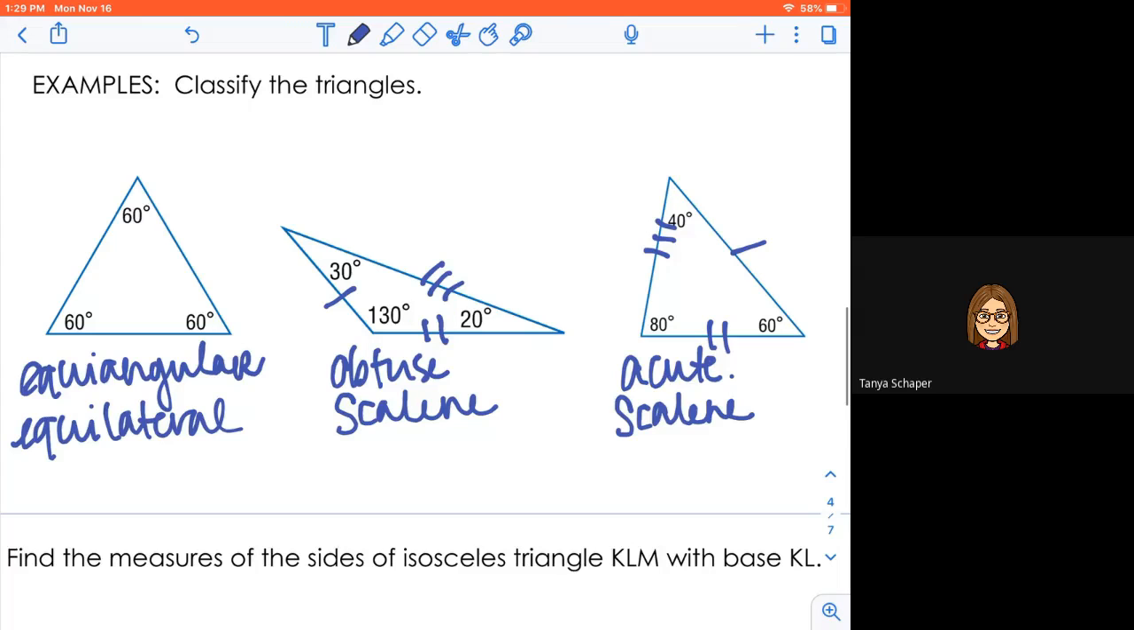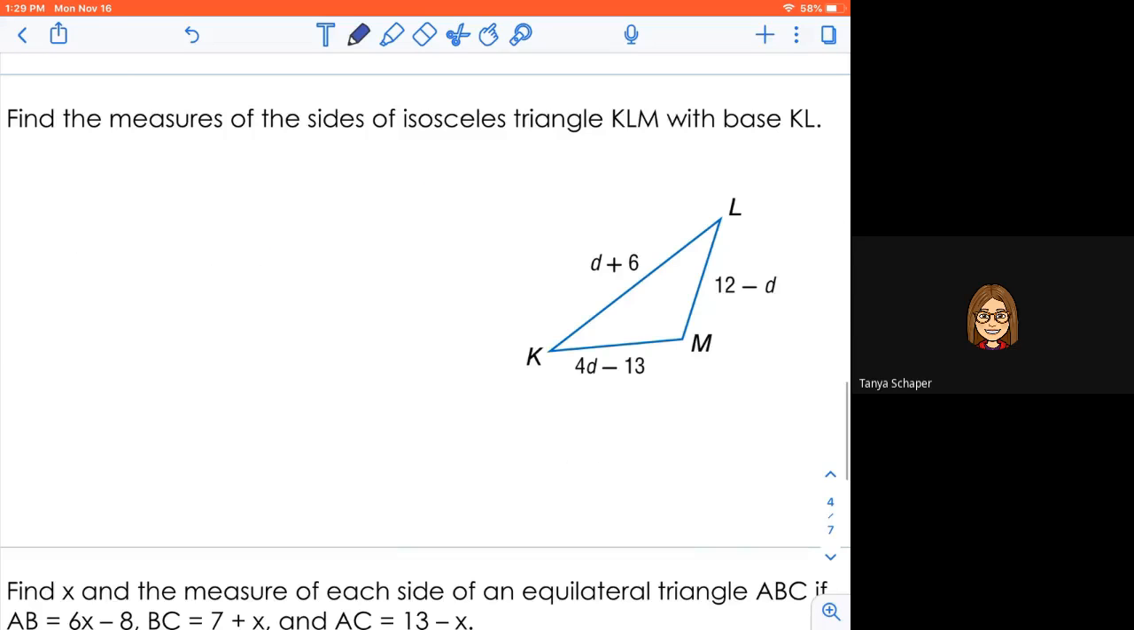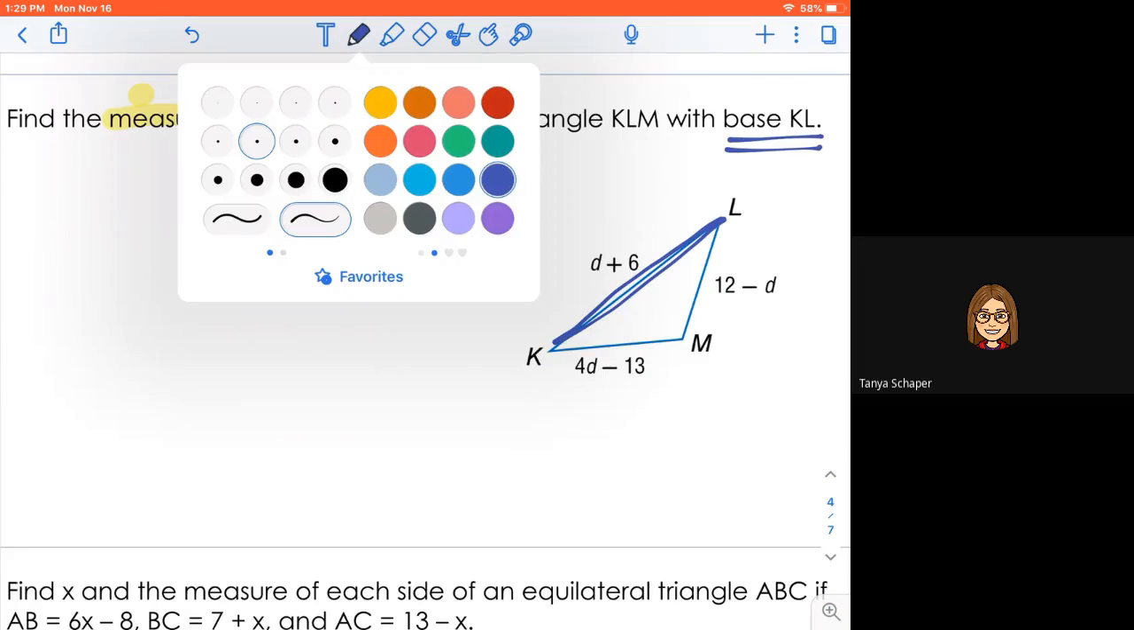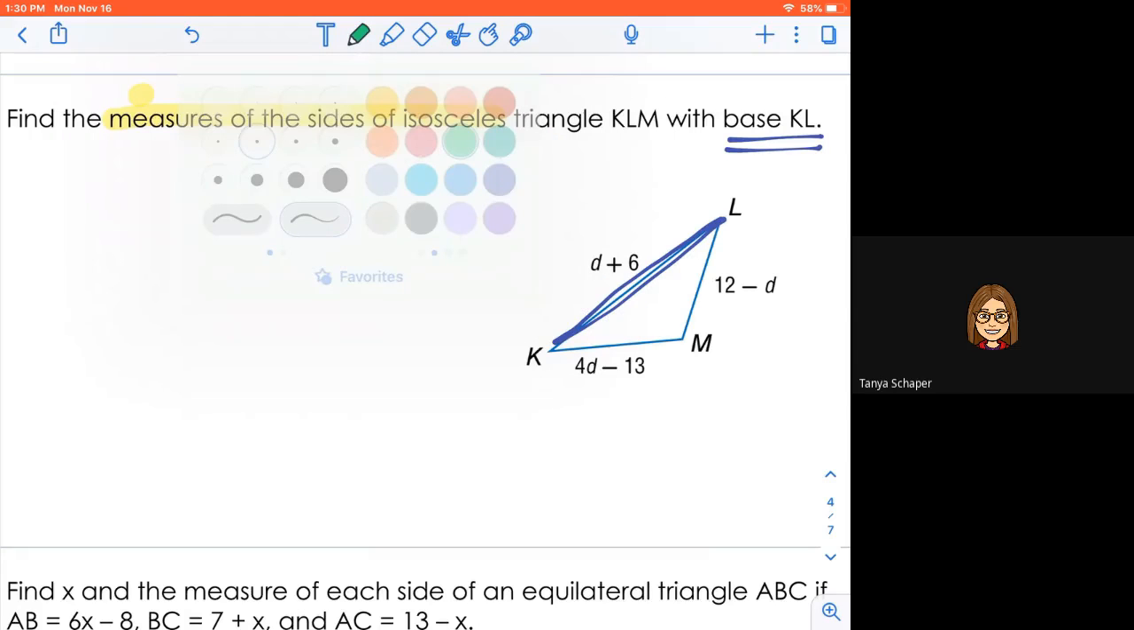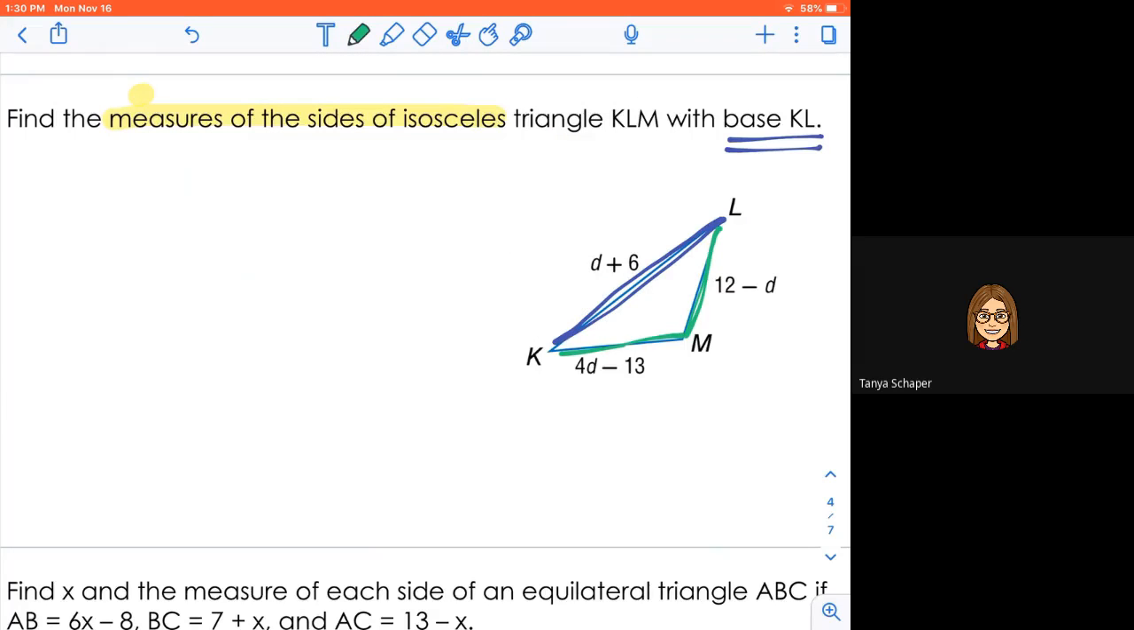All right, let's take a look at this. We want to find the measures of the sides of the isosceles triangle. So isosceles tells me that there are two congruent sides. If the base is KL, that's this one, then sides KM and LM right here are your isosceles sides, your congruent sides.